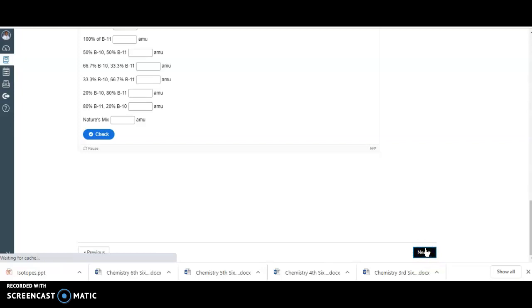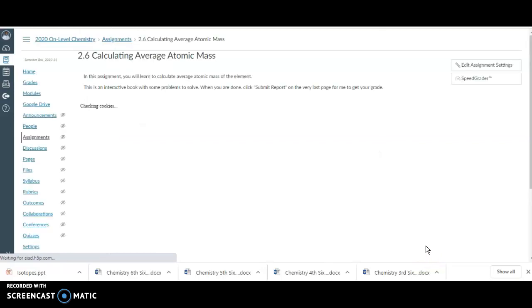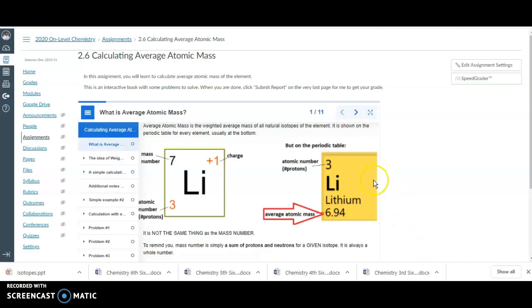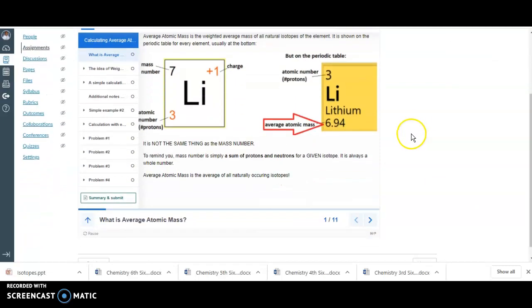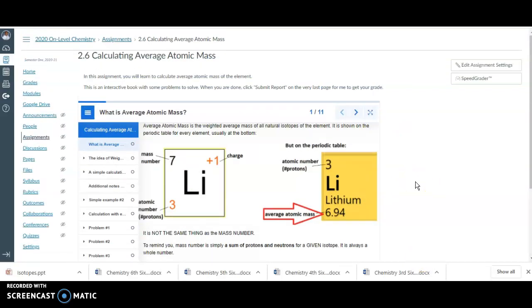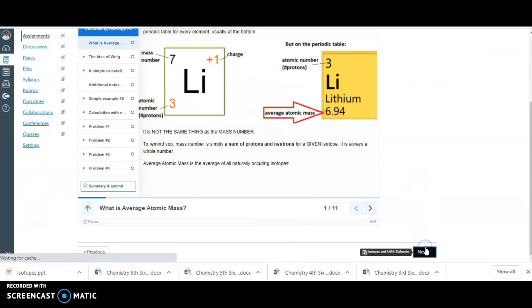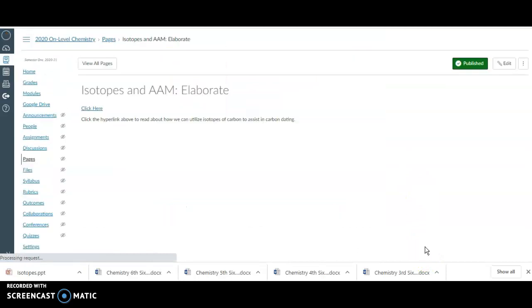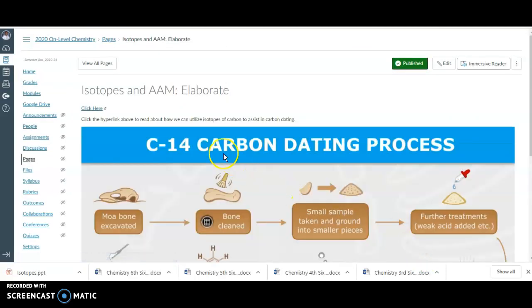Now, once you do complete that, click on next. That will also give you more practice on calculating average atomic mass. Now, this activity is the same as the one in the previous window. So, if you feel you're confident in calculating average atomic mass, you could skip this. If not, I need you to do that. And then before you move on to the next, you click on next to give you the next activity after that, which is this elaborate page.